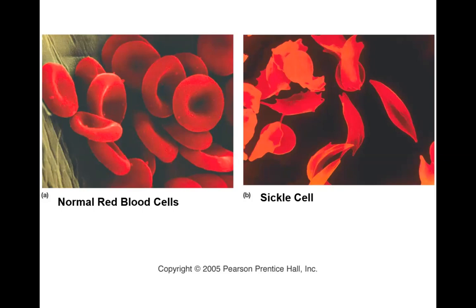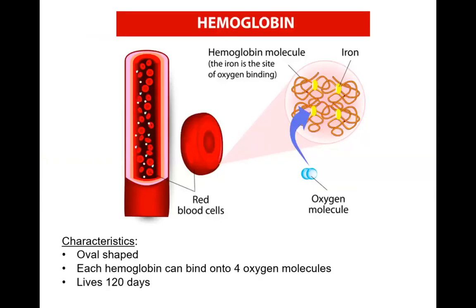And these are the ones that are around the background. So those are normal, but these are not, which indicates to you right away that this individual is a carrier for sickle cell anemia. So what exactly is it?